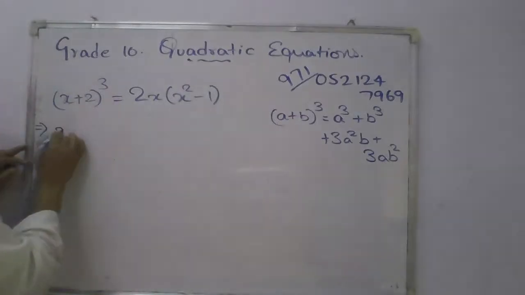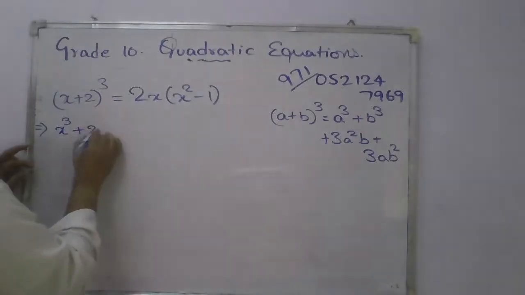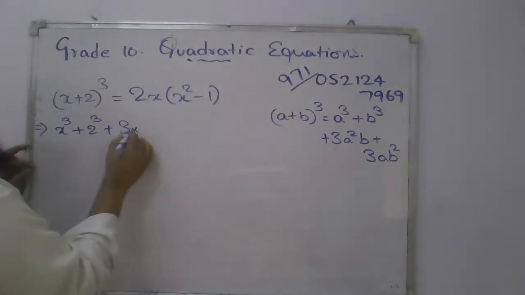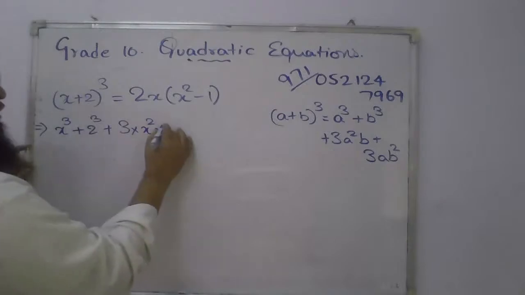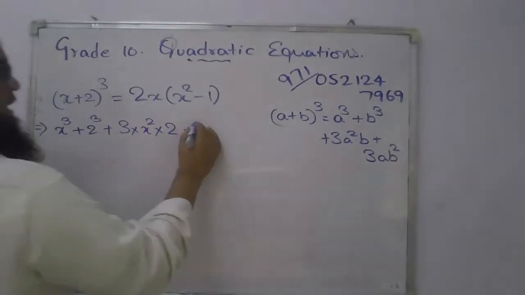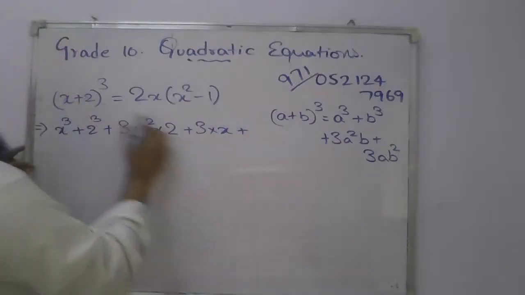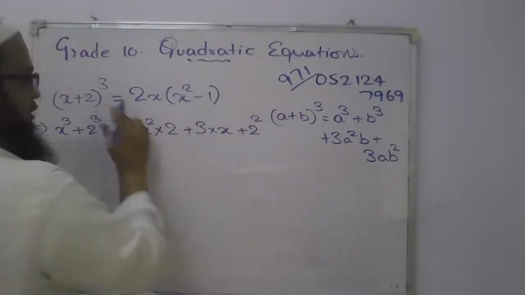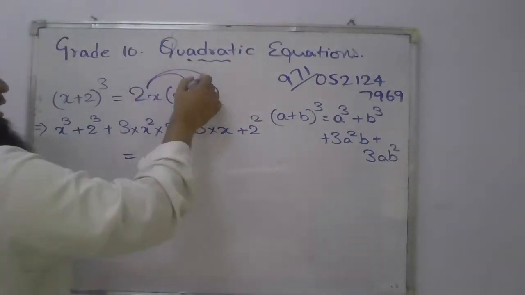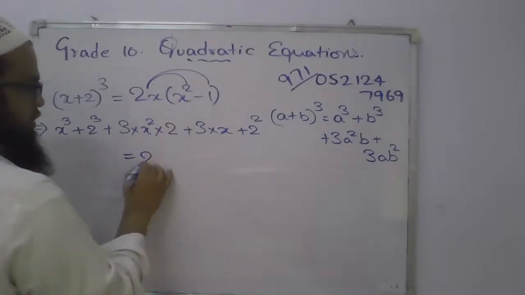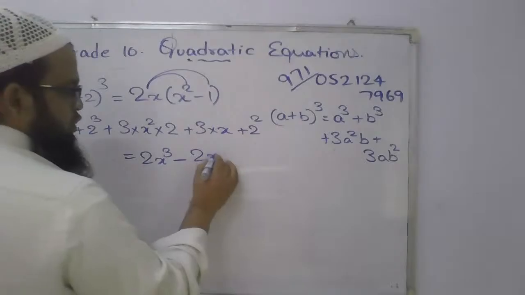That means x cube plus b cube, 2 cube, plus 3 times a square, that means x square, into b is 2, plus 3 times a, that is x, plus b square, 2 square. Now equal to, 2x, you distribute it to the RHS. 2x into x square is 2x cube, and minus 2x into 1 is minus 2x.